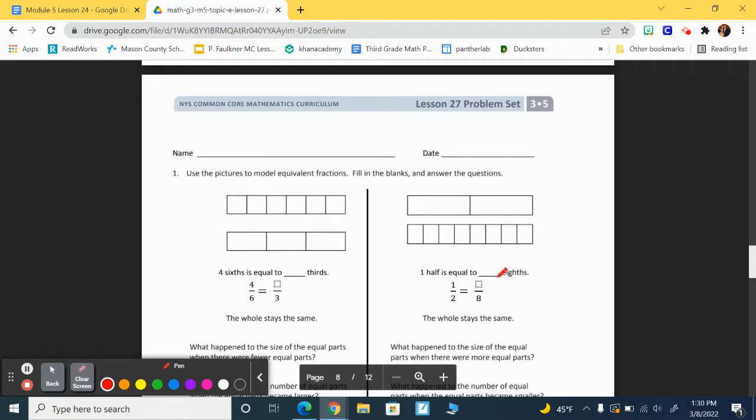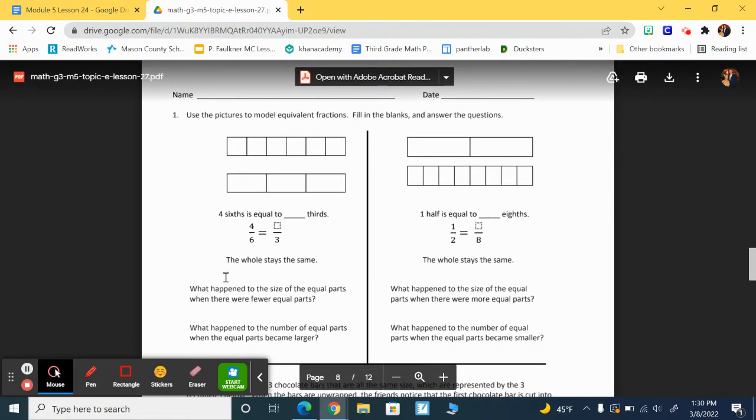It asks you to use the pictures to model equivalent fractions, fill in the blanks, and answer the questions. So we're going to be looking at number 1, which has two sides to it. So 4/6. We look up here and we know that this is split into 6. So I'm going to shade in 4 of those. I'm probably not going to shade as pretty as you did, but here is 4/6.